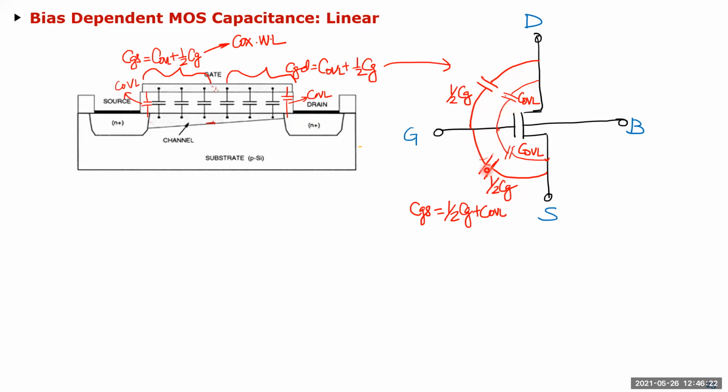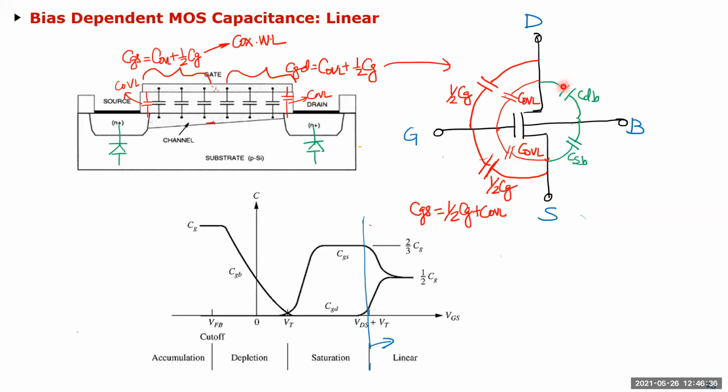Okay. So if you look at CGS, then it is half of Cox times W times L, and then plus the C overlap, which is always there, doesn't matter what the region of operation is. And then you have the junction caps as well. So you can see now when you went from the VT to the linear region. Okay, so actually this is the region, because VGS less than VGS minus VT is this region. So we are talking about this region right now. So when you're in the deep linear region, your CGS and CGD are half.